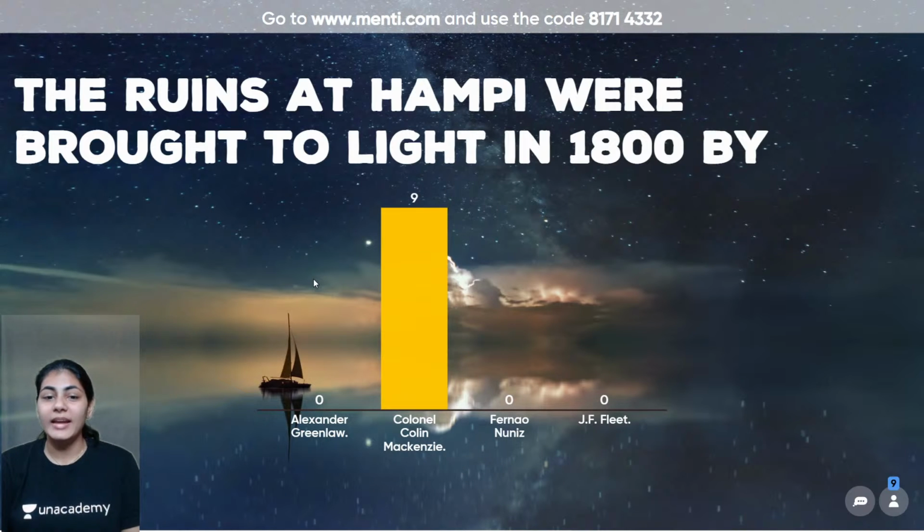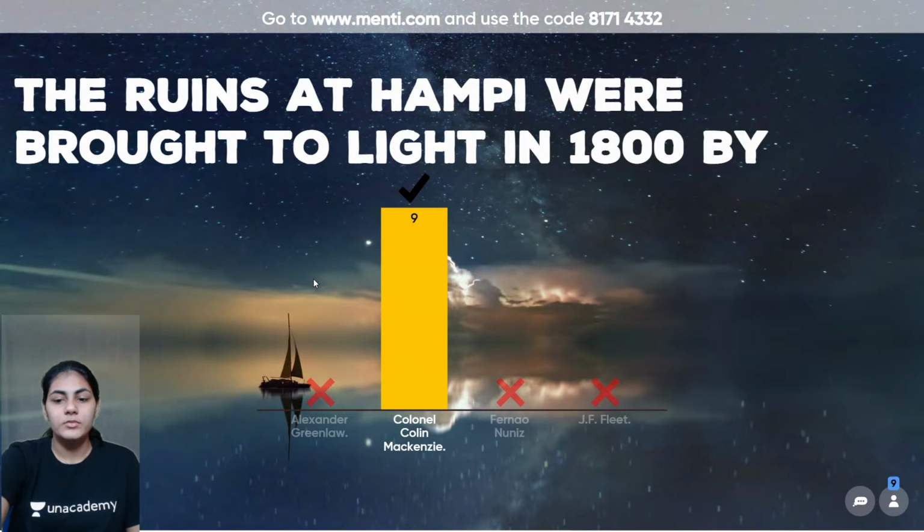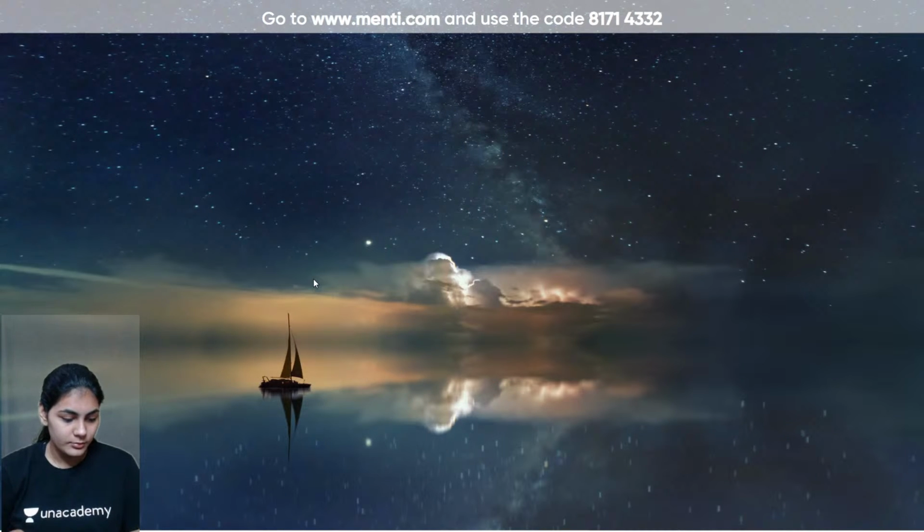Okay, the time's up, and yes, all of you are absolutely right. The answer is Colin Mackenzie, right? We even had a whole source box dedicated to him in the beginning of the chapter. He was responsible for the reconstruction of Hampi and Vijayanagara history to a greater extent than anybody else. So that's his importance.